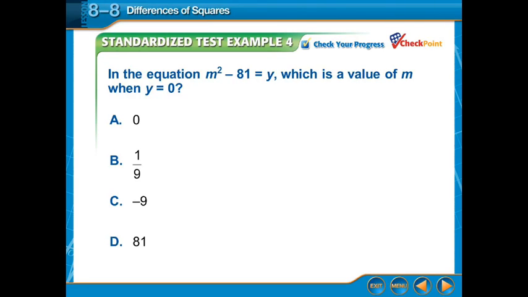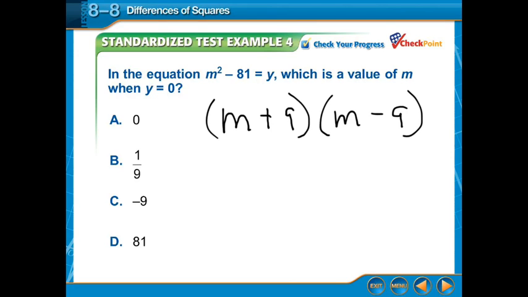Alright, in the equation m squared minus 81 equals y, what is the value of m when y is equal to 0? Well, I just simply look at it and say, okay, that's the difference of two squares. Even if I take out y and put in 0, that's the difference of two squares. So the square root of m squared is m. The square root of 81 is 9, so I have m plus 9 and m minus 9.